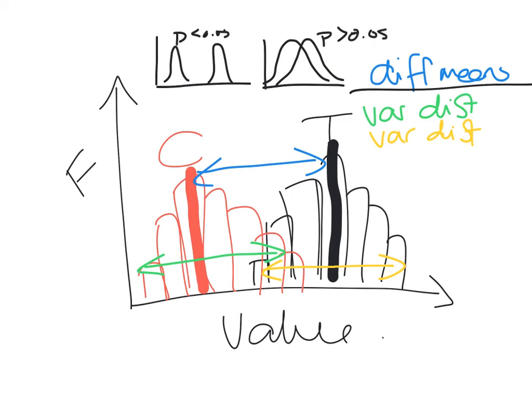So this is how the t-test works, and that's conceptually how you can use it to test the effects of a particular treatment on your outcome variable of choice.